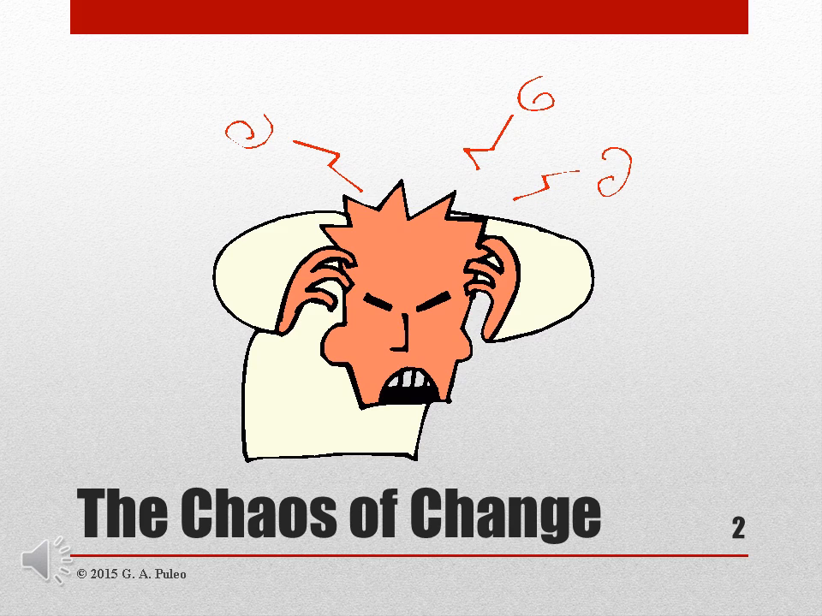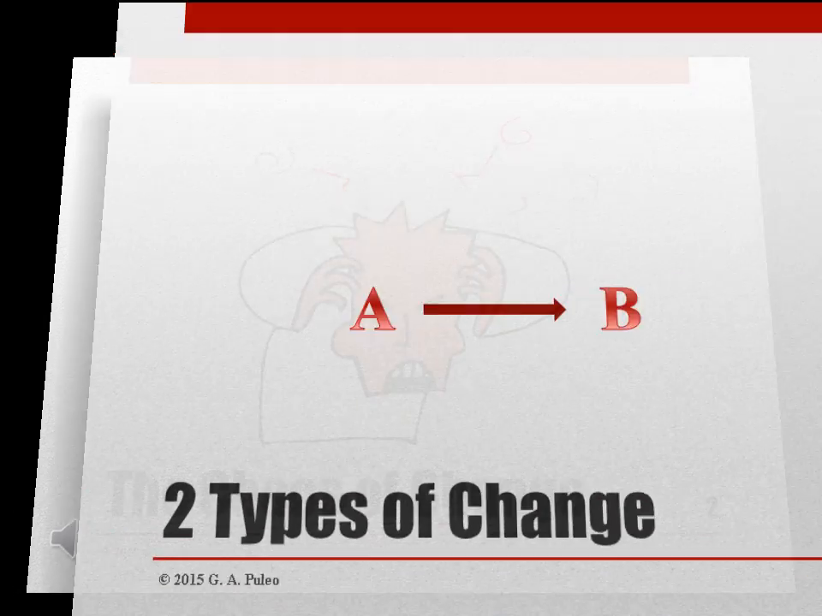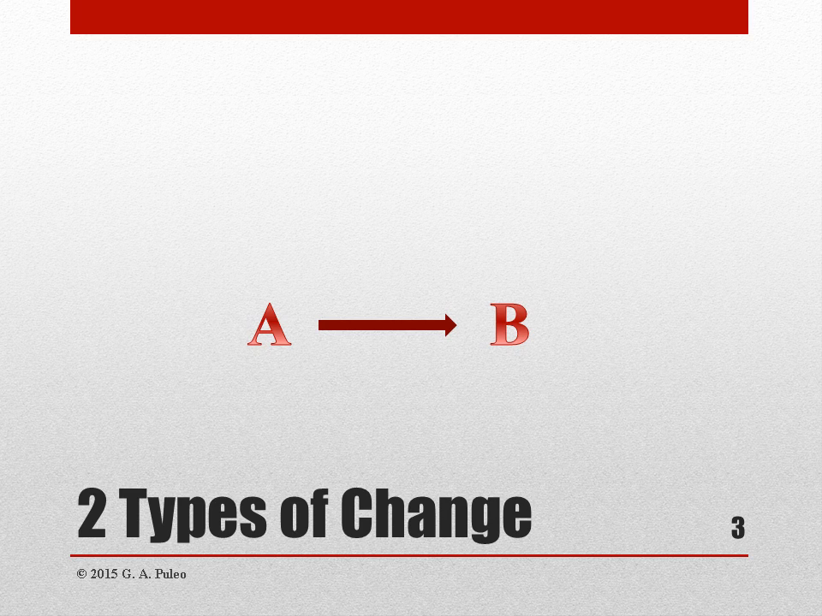But what I've discovered is that the level of chaos associated with change is really reflective of whether or not the change is incremental or transformational. So there's two types of change. This simple change of moving from point A to point B is known as incremental change.